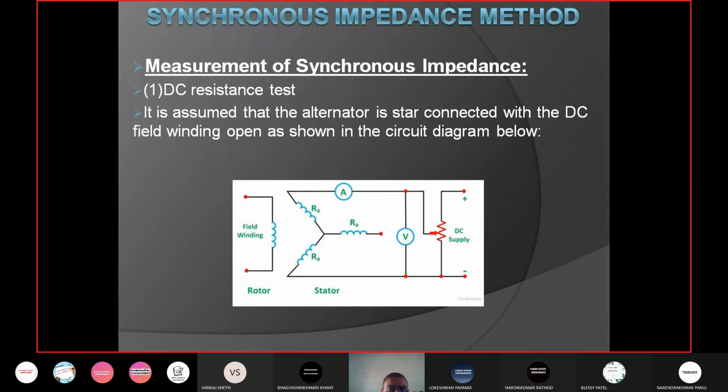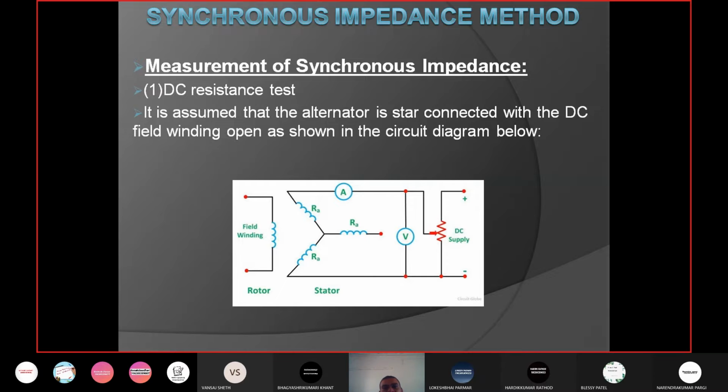It is assumed that the alternator is star connected with DC field winding open. In this diagram we assume that the alternator is star connected. This is the armature winding of the alternator, and it is star connected with DC field winding open. This is the field winding. So this field winding is kept open, whereas this is the armature winding. It is the star connected winding.